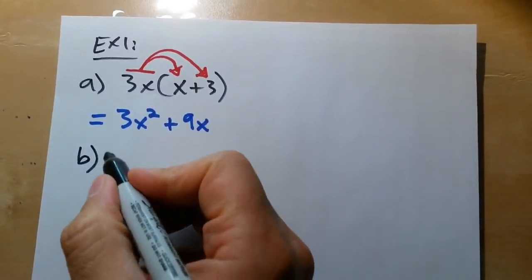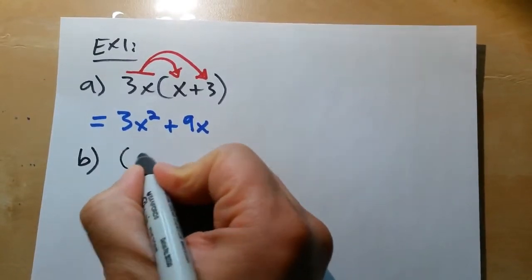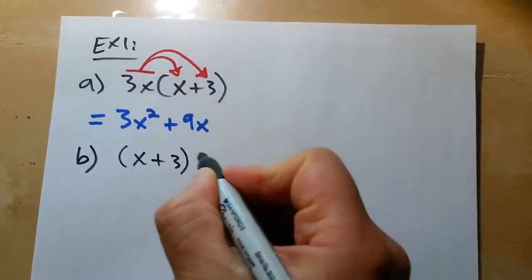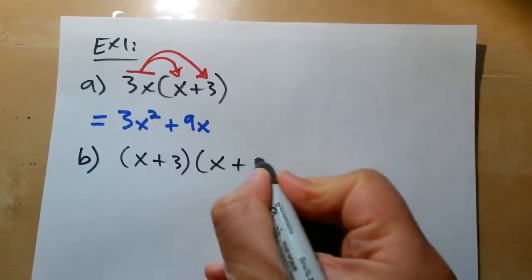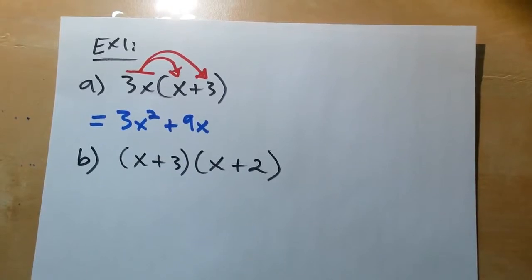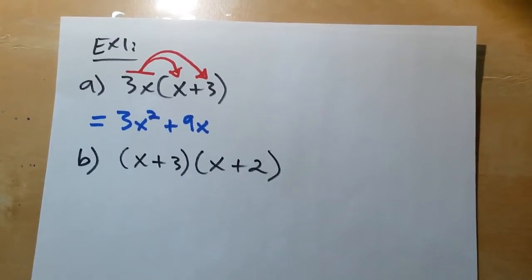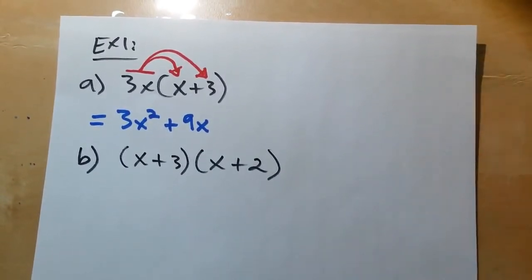All right, we have x plus 3 times x plus 2, right? Now these are two binomials that we're multiplying. So we use the distributive law as well, but how do you use it using two binomials? Well, you may be familiar with the FOIL method, right?